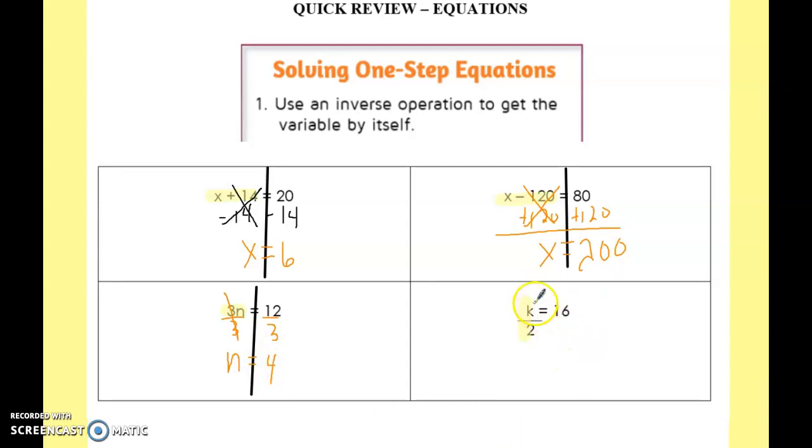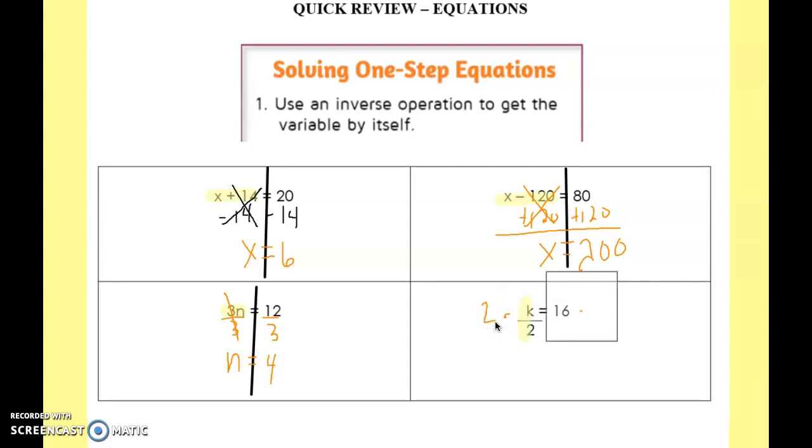Okay, last example here. This is representing division. My fractional bar here is the operation of division. So we have k divided by 2 is equal to 16. The opposite of division is multiplying. And again, we would perform that on both sides.